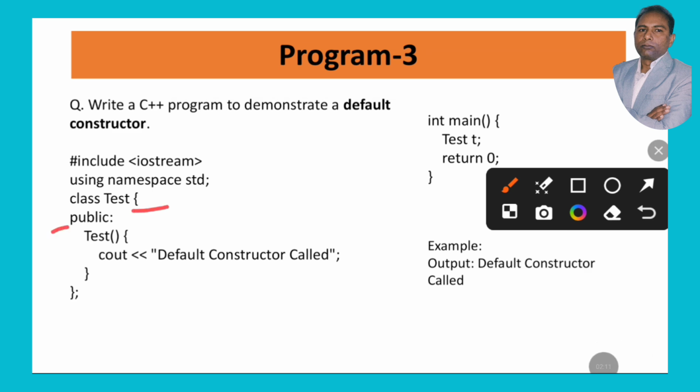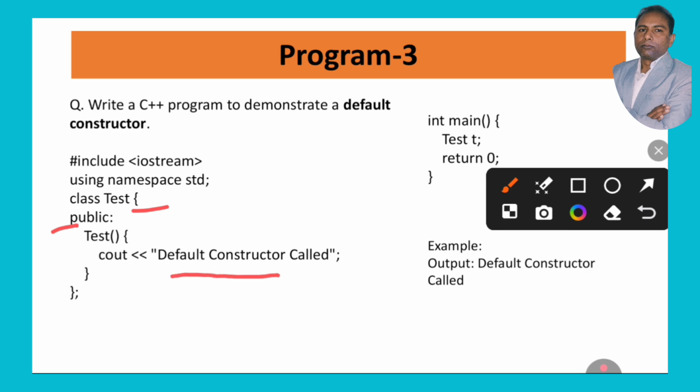So like this, here is how we are using the default constructor. We have created the class test, then we are using the access specifier public. For the constructor we generally have to use the access specifier public. Then test is the name of the constructor. Here the default constructor displays the output that the default constructor is called.